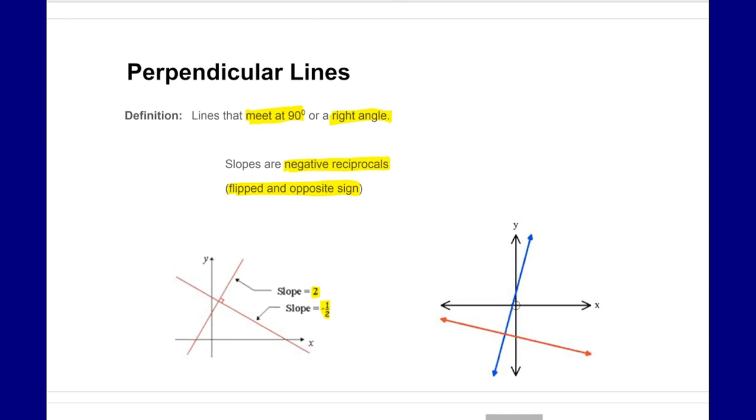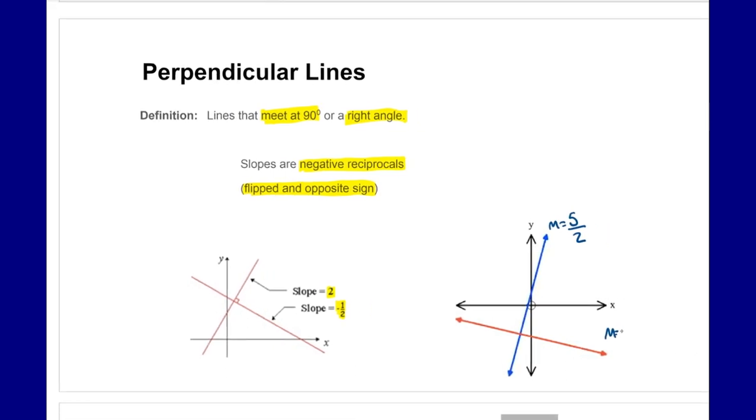Another example, say this had a slope of 5 over 2. This would have to have a slope of the negative reciprocal, meaning that we flip it and it's the opposite sign. So if we were to flip it, that's 2 over 5. And because this is positive, this would have to be negative. So those would be two examples of negative reciprocals.